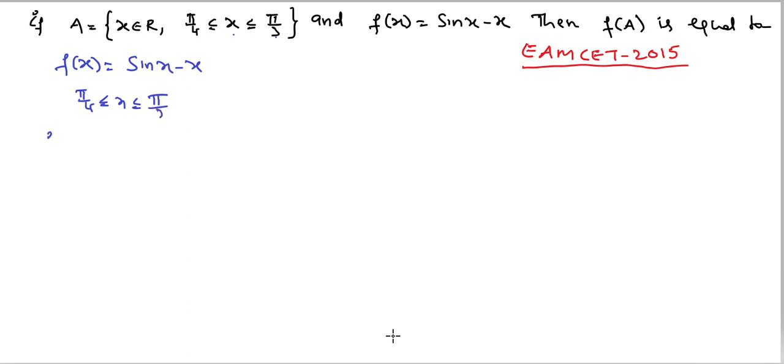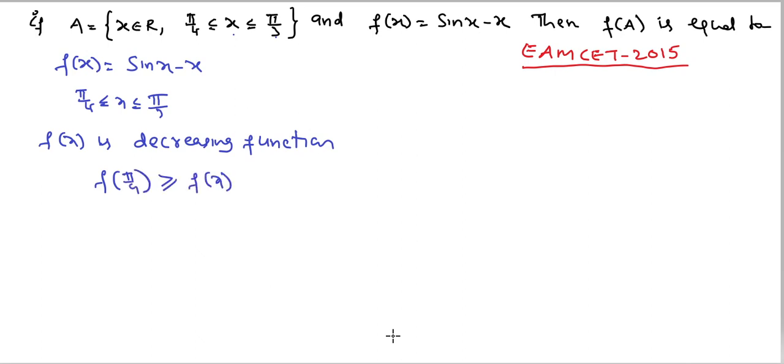Clearly the function f(x) is a decreasing function in this interval, that is [π/4, π/3]. Decreasing function means f(5π/3) ≤ f(x) ≤ f(π/4), so f(π/3) ≤ f(x) ≤ f(π/4).